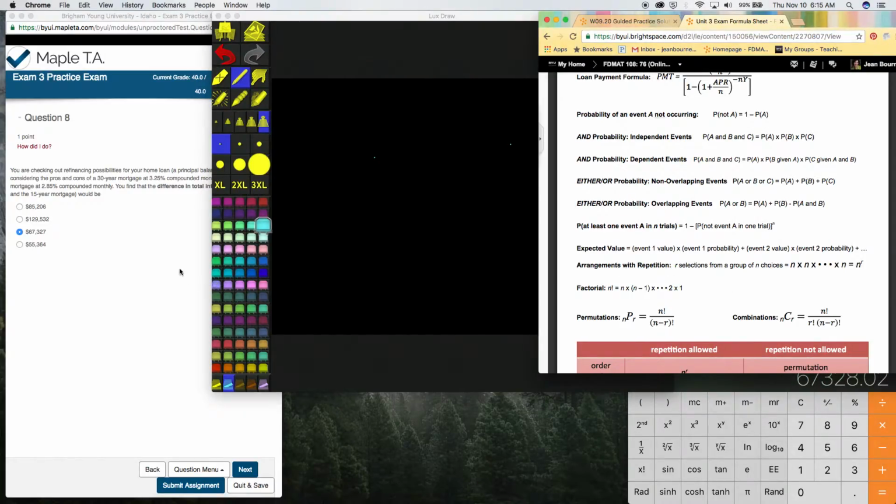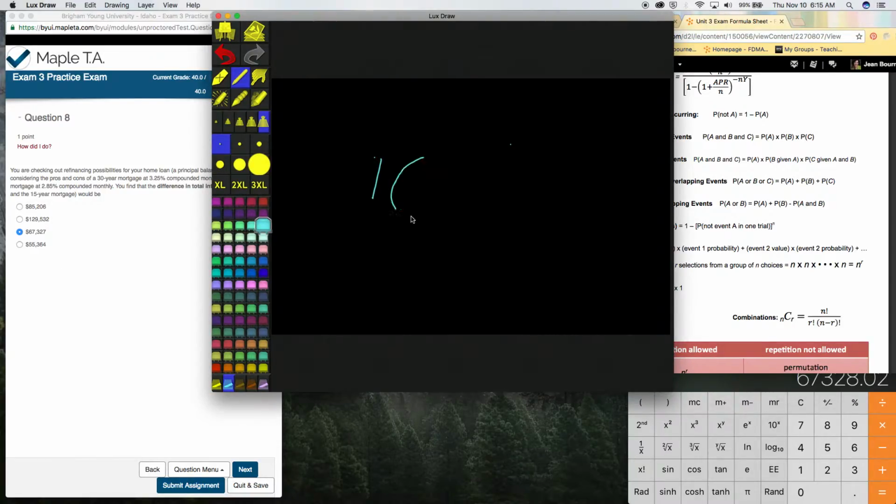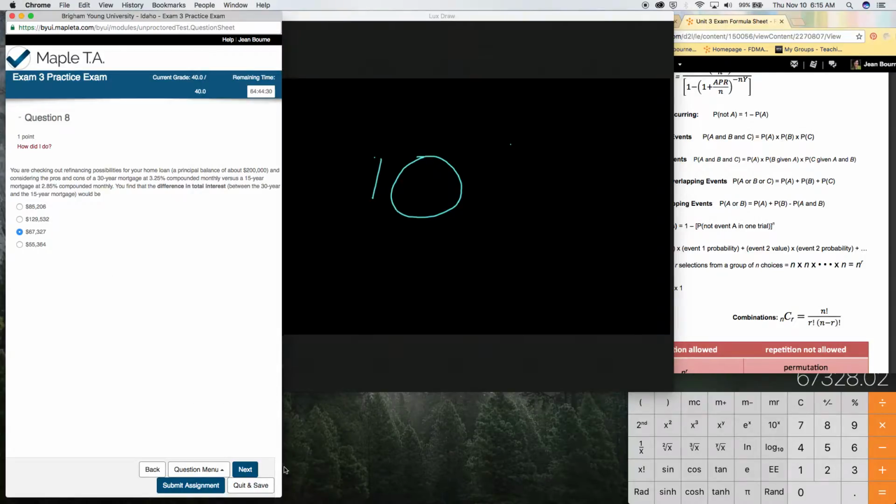All right, we're going to put my keyboard back. You guys can't see what I'm doing, of course. We're going to do number 10. All right, so skipping number 9, going to number 10.